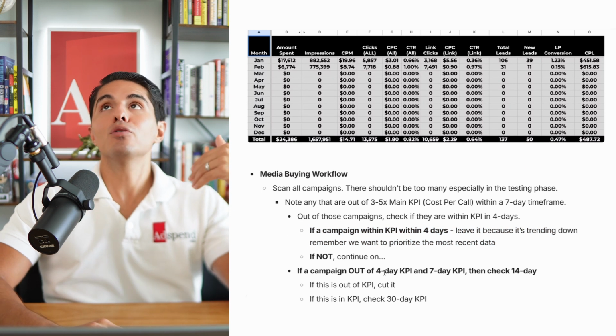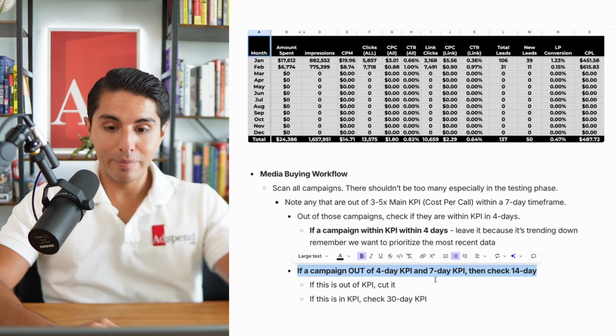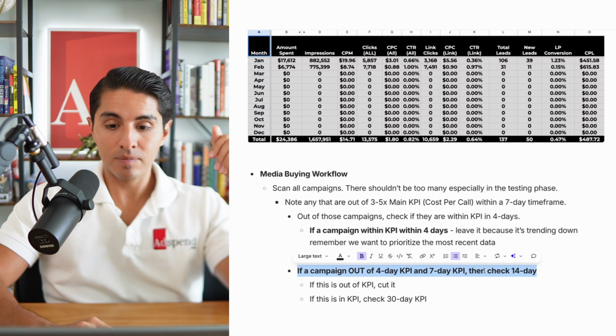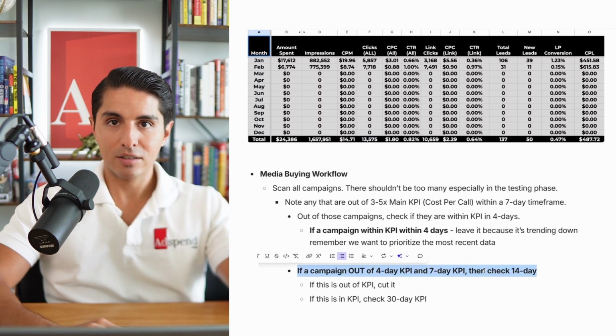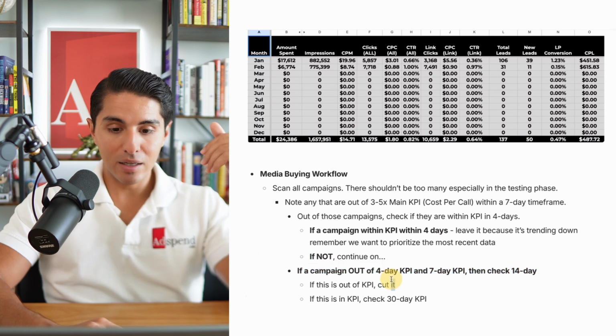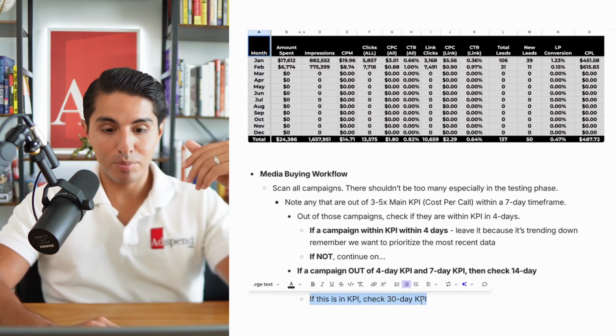So if you've looked at that and the campaign is out of the 4-day KPI and 7-day KPI, so for example, 7 days come around, it's still $1,000, then you want to check 14 days. Okay, so now you've let the campaign run for 14 days. It's still out of KPI, you just cut it. Cut it. If it is within KPI, you check the 30-day KPI, right?